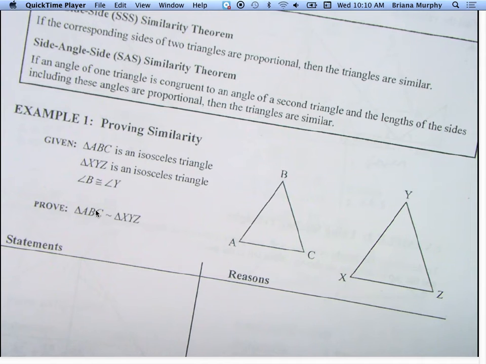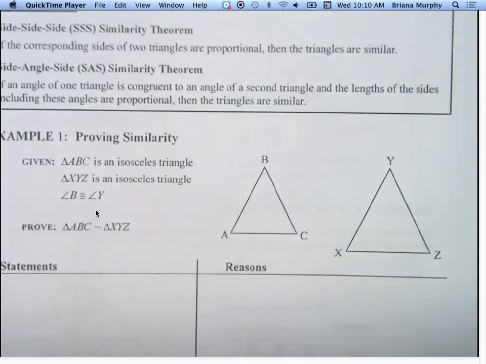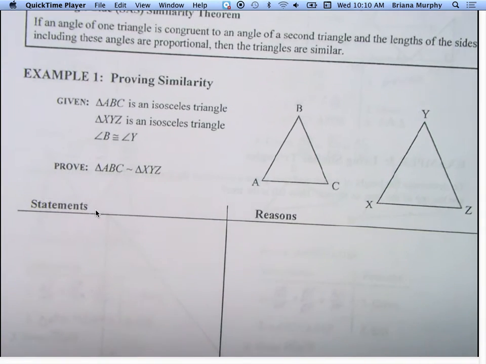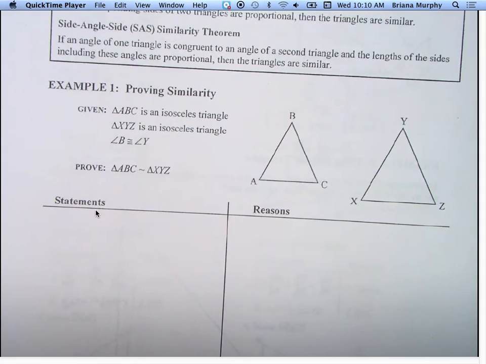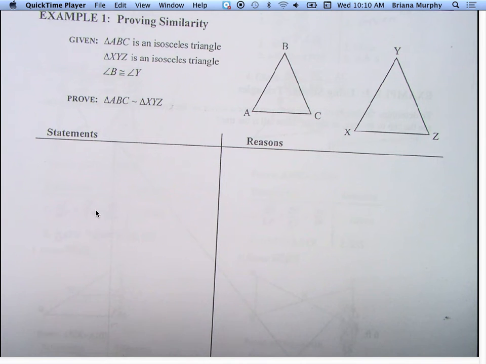Similarities. We're going to make a whole proof. So this first one is probably the longest one that you will see. You will not have to do one like this for homework, but I want to make sure I do the hardest ones for you. Okay? So we're starting out with ABC is an isosceles triangle, and XYZ is an isosceles triangle as well. And then angle B is congruent to angle Y.